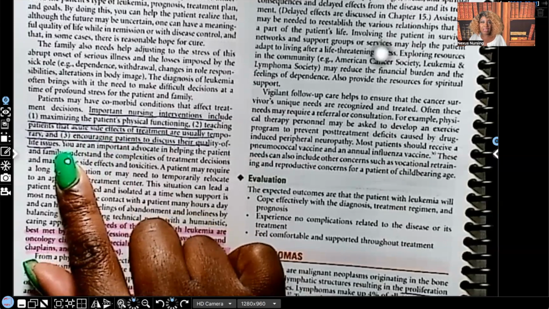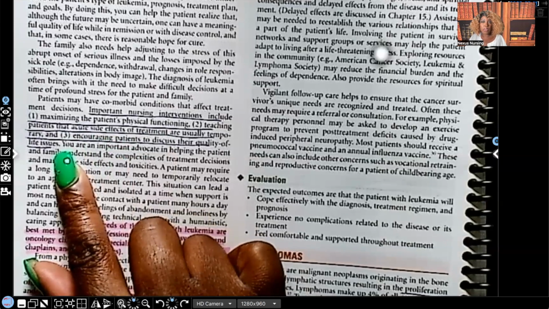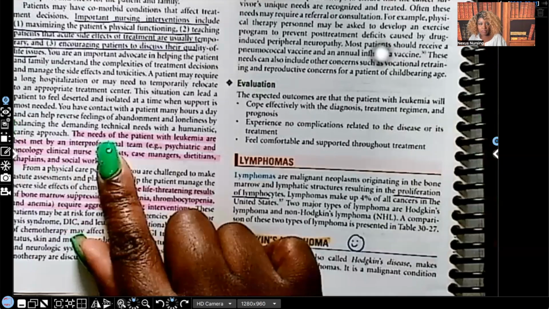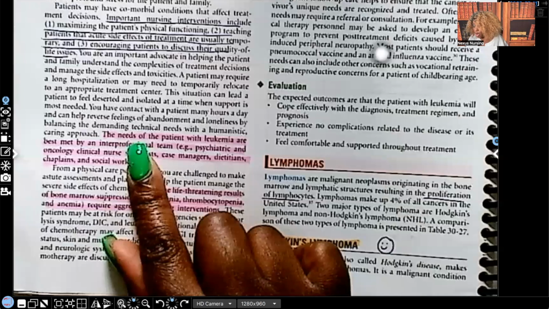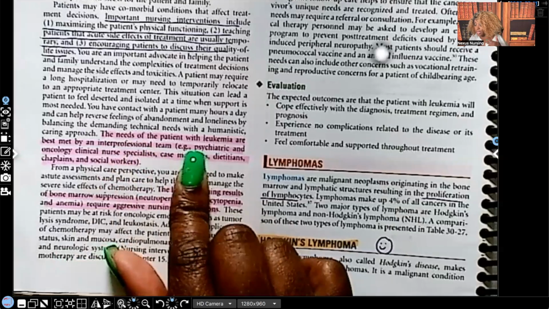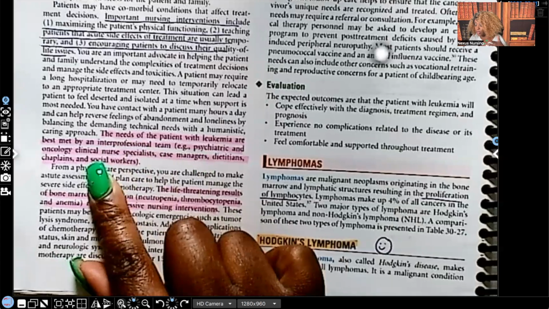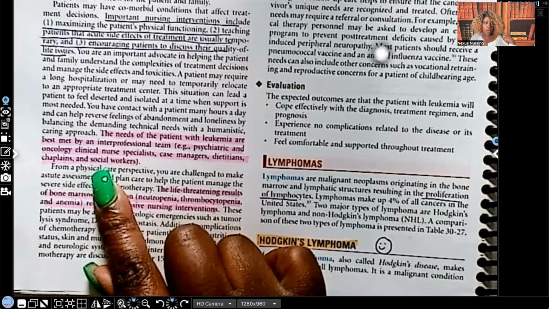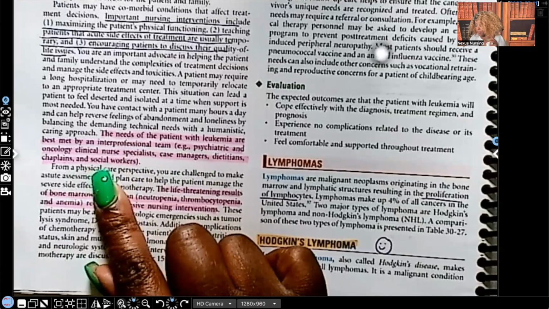Now, while you can make these decisions for yourself and you can speak for yourself, what would you like in the case that you become incapacitated and you cannot make those decisions? The needs of the patient with leukemia are best met by an interprofessional team: psychiatrists, oncology, clinical nurse specialists, case manager, dietitians, a chaplain, social worker. Let's talk about this for a minute.